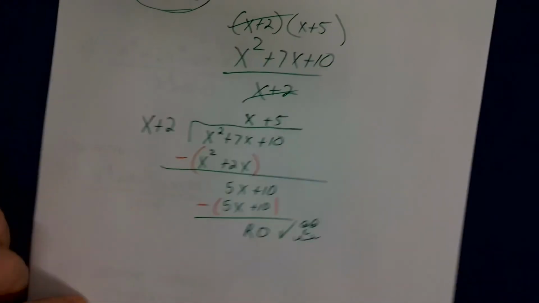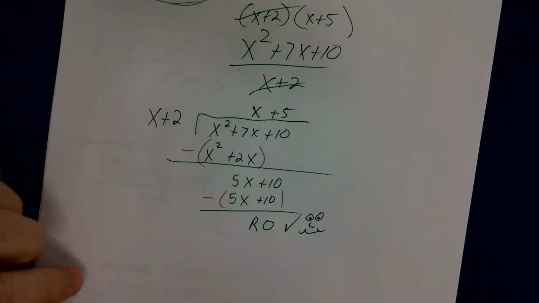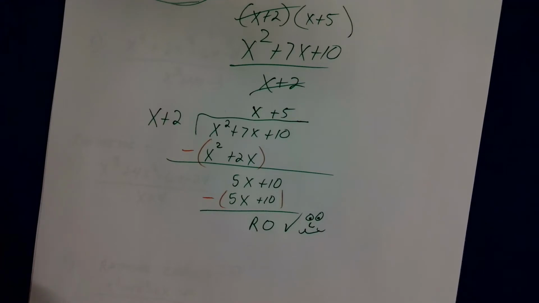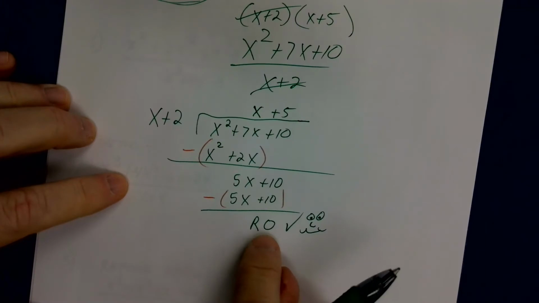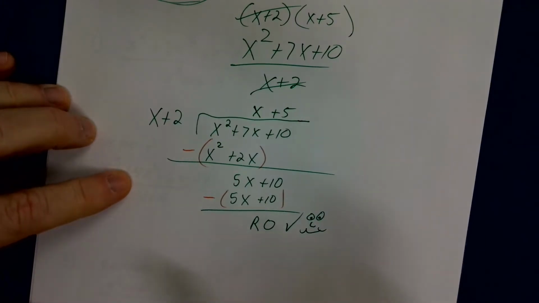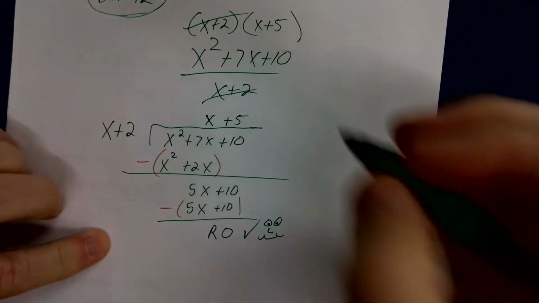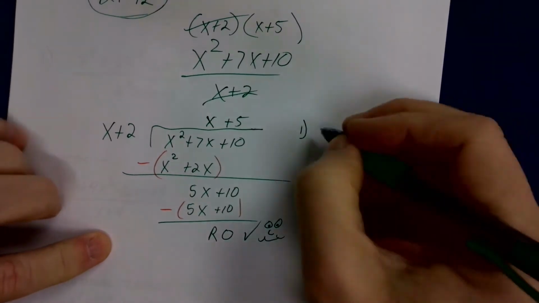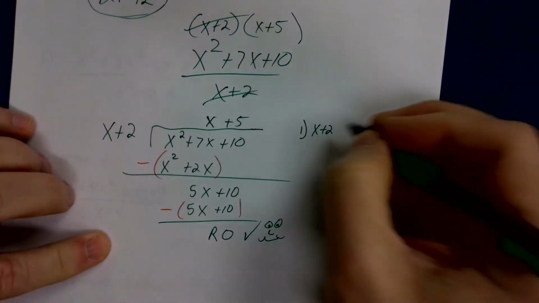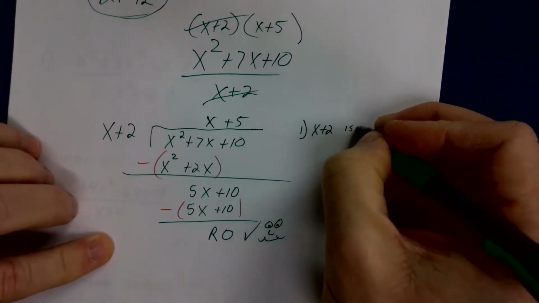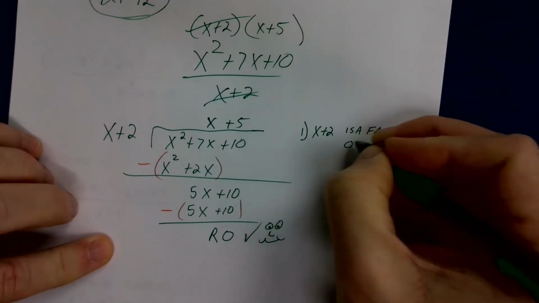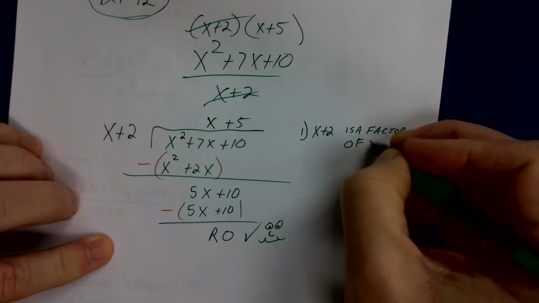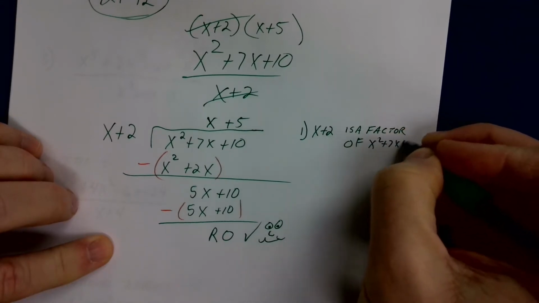Ooh, that's really not very much of a smiley face. But what does that mean? That means that when I do this long division, if the remainder is 0, these things are true. 1, x plus 2 is a factor of x squared plus 7x plus 10.